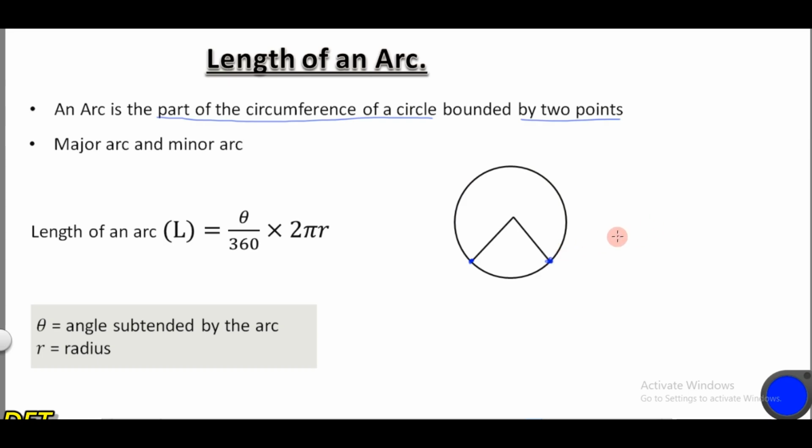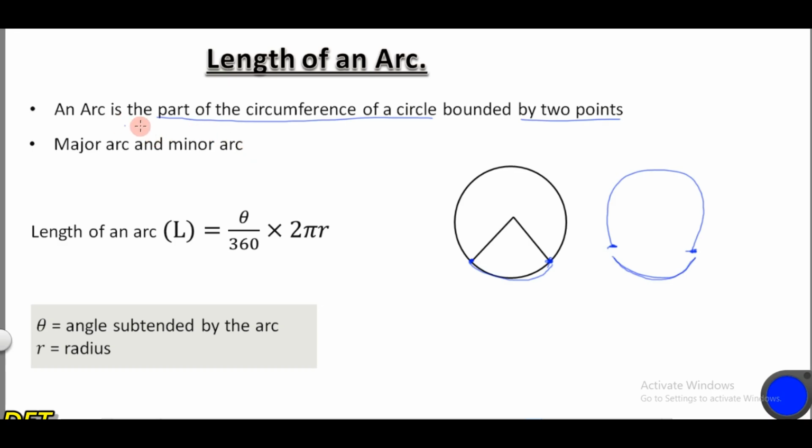So let me draw it out. This part that you're seeing like this, right, that is bounded by these 2 points, this is known as what? An arc. So this is an arc. This is another arc. So this part that is bounded by this point like this is another arc, right? So this is another arc.